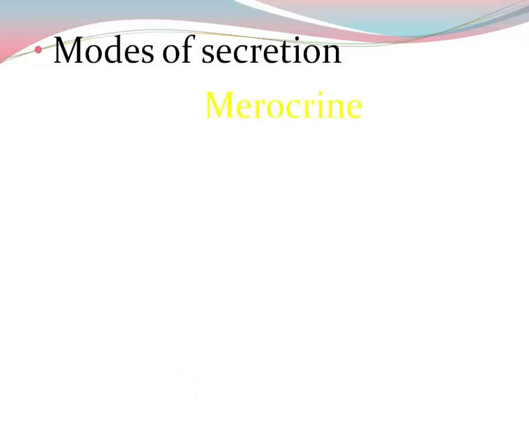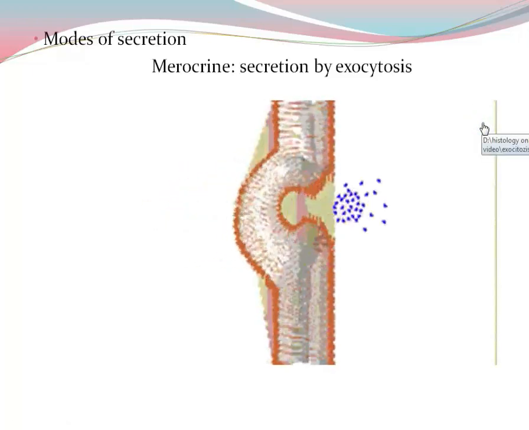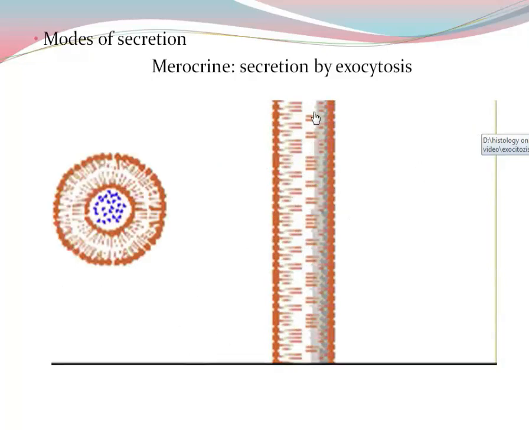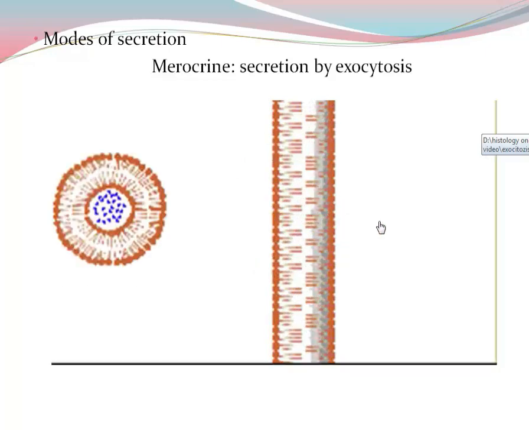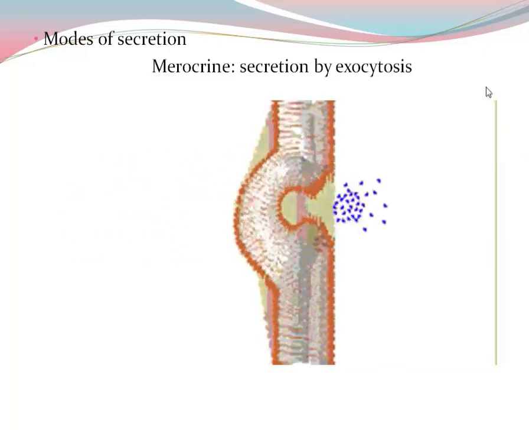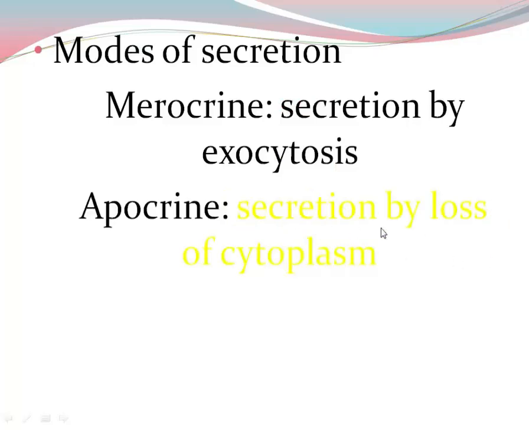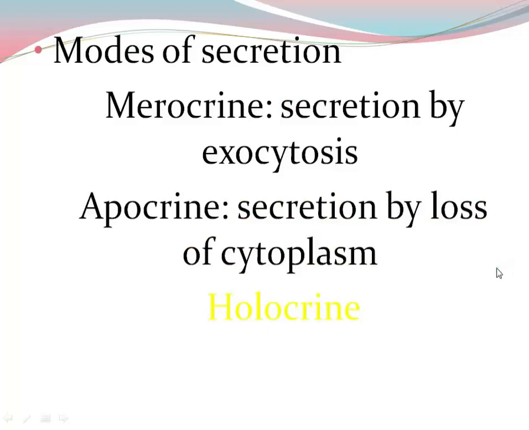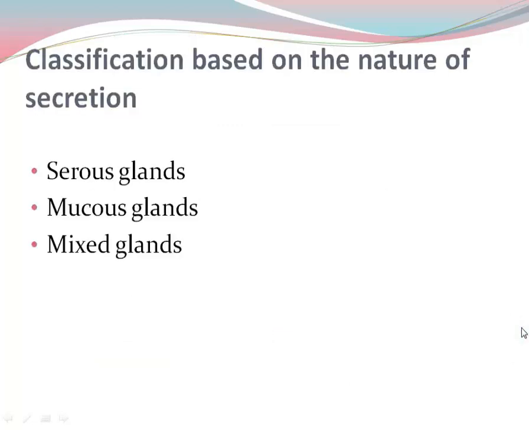The modes of secretion. Merocrine secretion is by exocytosis, like this. You can see here how the vesicle comes to the cell surface and releases its content outside. That is merocrine secretion by exocytosis. In apocrine secretion, there is loss of part of the cytoplasm, which bursts and releases the secretions. Holocrine is secretion through loss of the entire cell. So that is the classification based on the mode of secretion.